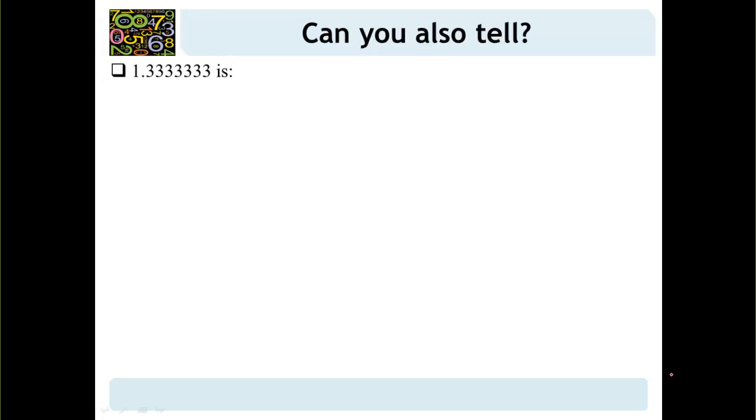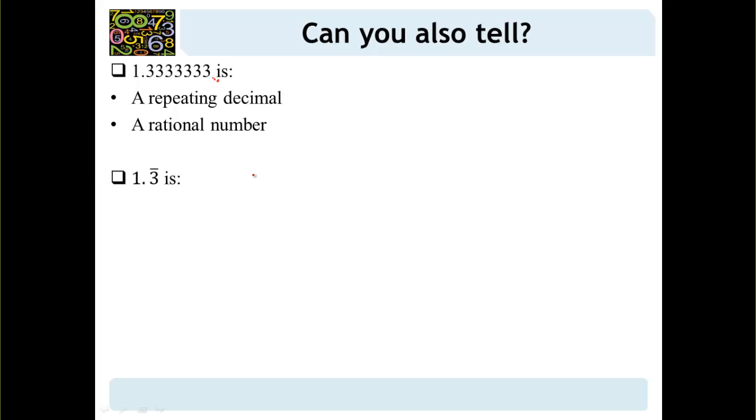The next one, now, 1.33333, how many threes? 1, 2, 3, 4, 5, 6, 7. Now, this means it keeps going. So I can put 3 dots, meaning it keeps going. Now, this is a repeating decimal. It keeps repeating because the 3's are repeating, and it's also a rational number.